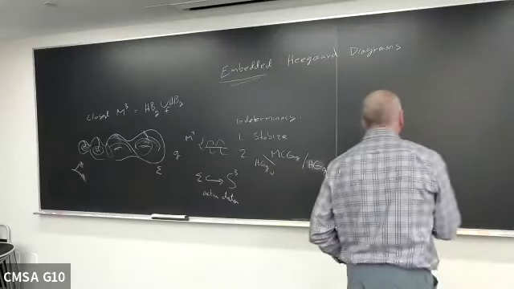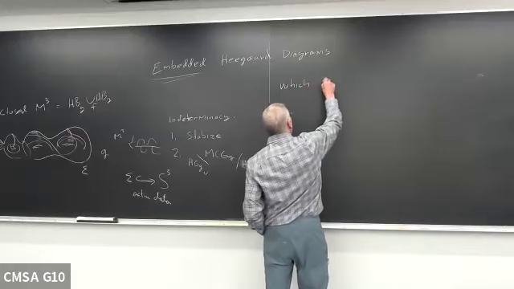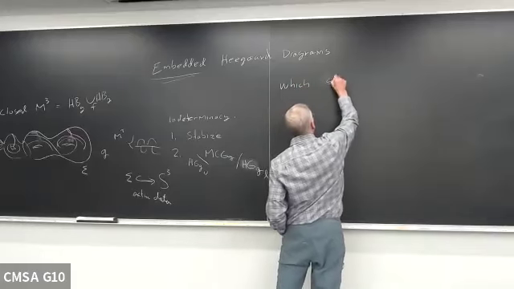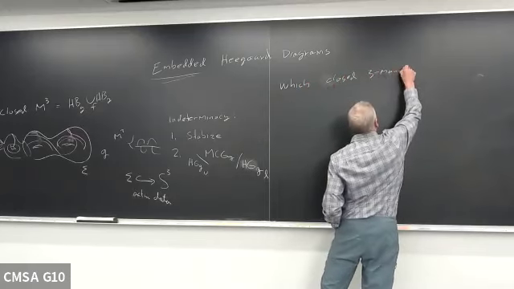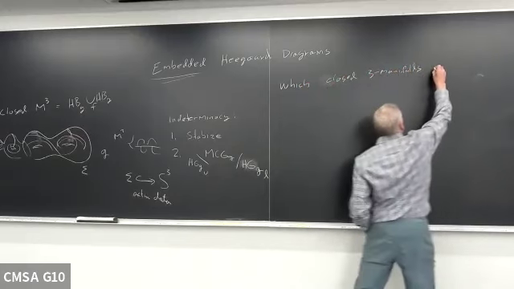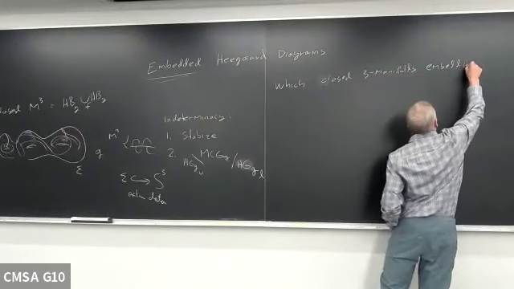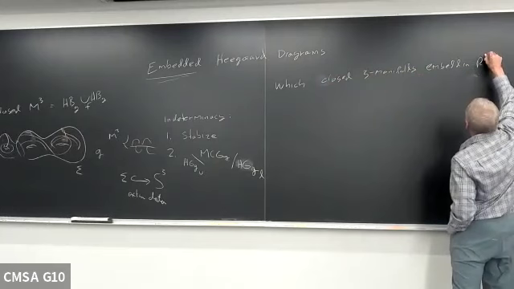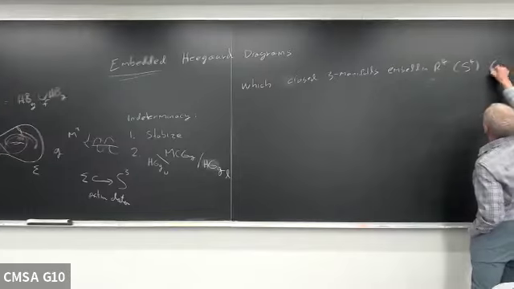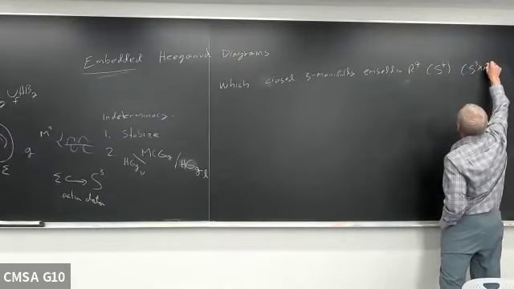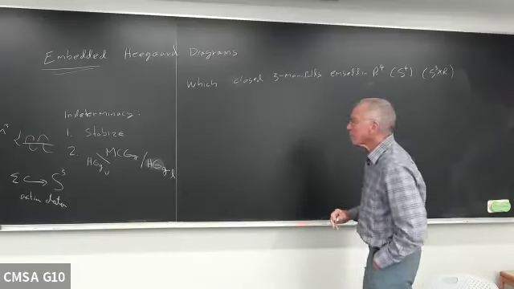So the question I want to focus on is which three manifolds embed in R4, or over S4. Or sometimes it's convenient to think of S3 plus R. Just depending on which picture I draw, I'll use one of these. These are equivalent problems. There's no difference.